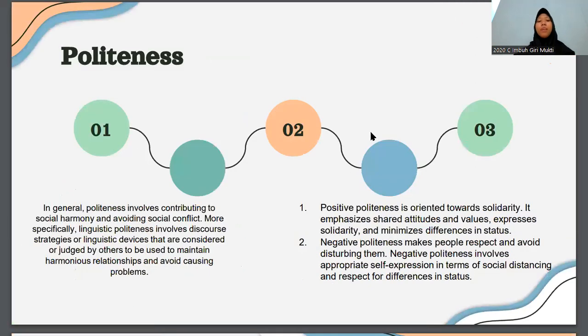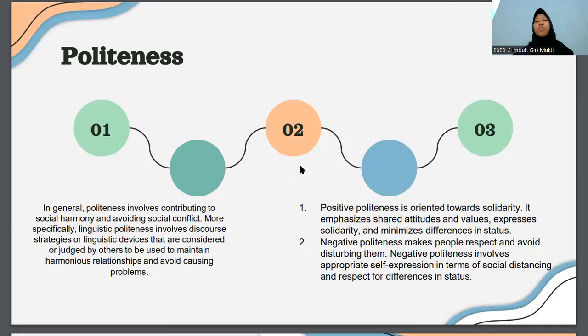And then about politeness. In general, politeness involves contributing to social harmony and avoiding social conflict. More specifically, linguistic politeness involves discourse strategies or linguistic devices that are considered or judged by others to be used to maintain harmonious relationships and avoid causing problems.